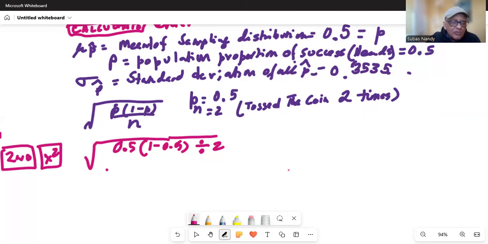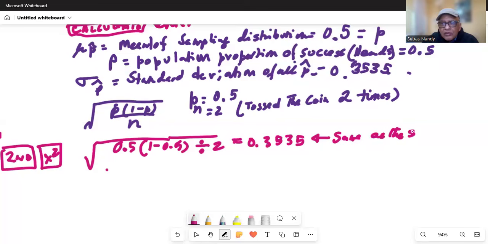Now 0.5 times 1 minus 0.5, divided by, I'm typing in the calculator exactly the way it is written, n, the sample size, which is 2. Why 2? Because I tossed the coin two times. And voila, that is also equal to 0.3535. Same as the standard deviation of sample proportions.